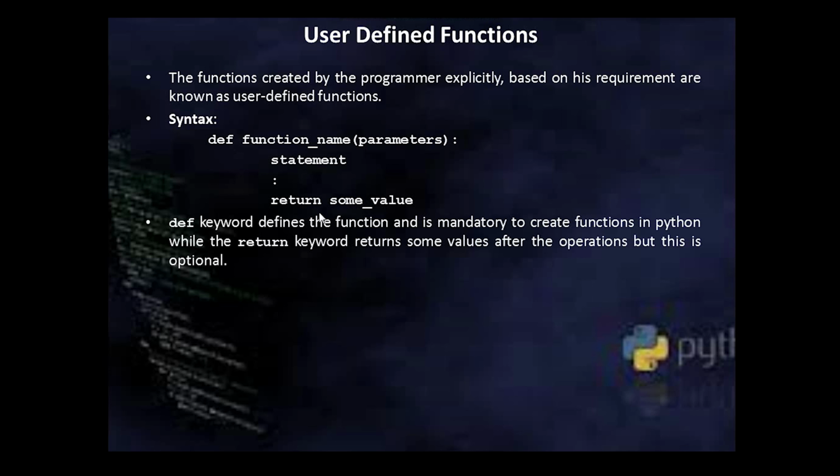Again, remember the def keyword defines the function and is mandatory to create a function in Python, while the return keyword returns some value after the operation, but this is optional. If you don't use return, it is going to return None. I guess the basic syntax of function definition is clear to you. Def followed by a name, which is a valid identifier, a comma separated list of parameters, then the body, and at the end an optional return statement.